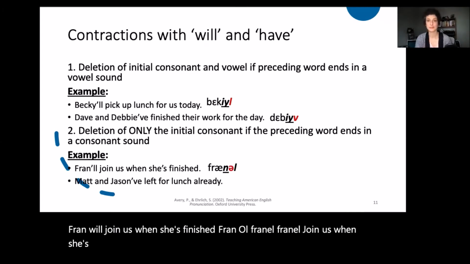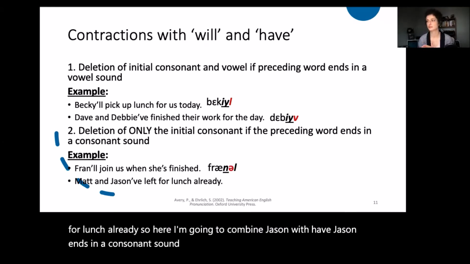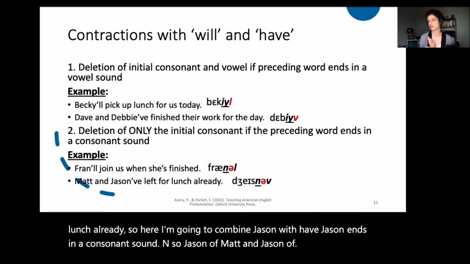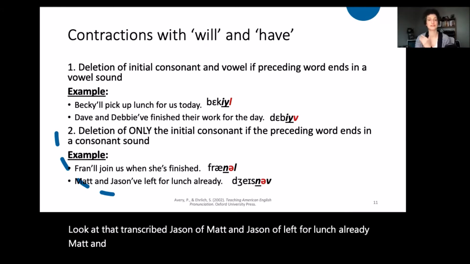I have another example with have. Jason and Matt have left for lunch already. So here I'm going to combine Jason with have. Jason ends in a consonant sound N. So Jason've, Matt and Jason've left for lunch already. Matt and Jason have left for lunch already.